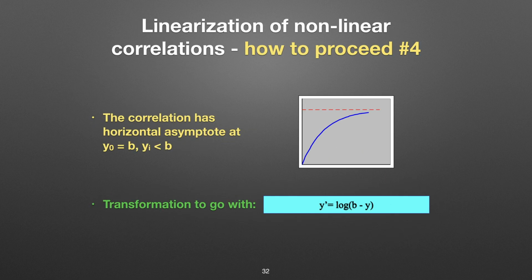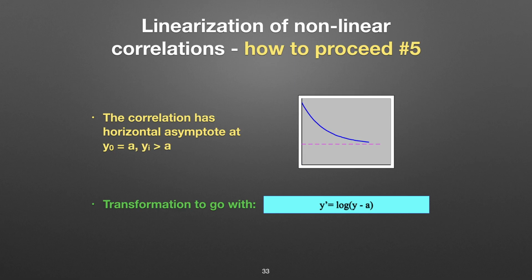Now we switch from the x-axis to the y-axis. If the correlation has a horizontal asymptote at y equals b, and the observed values are below b, then the suggested transformation is y prime equals log of b minus y. So instead of transforming the predictor, we now transform the response. That is a useful reminder that nonlinearity does not always have to be fixed on the x side. Sometimes the real issue is how the y variable approaches its limiting value. And when that happens, the response variable politely asks for transformation therapy.